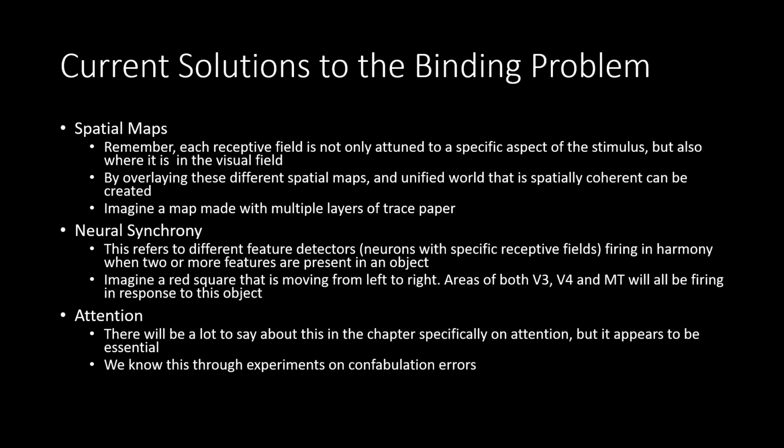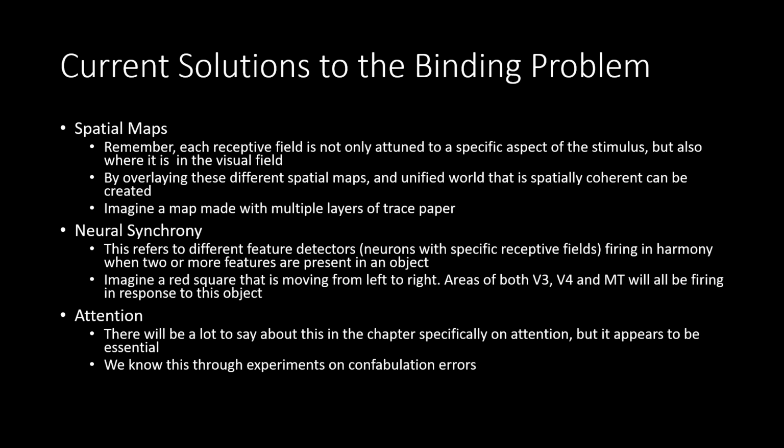The first has to do with spatial maps. Remember I said that not only are neurons receptive to some specific feature of a stimulus, but they're also only receptive in certain areas of the visual field. Some in the rightmost corner, some in the leftmost corner, some at the bottommost corner, and so on and so forth. If all the different regions are creating these types of spatial maps, those maps can then ultimately be overlaid upon one another, and it will allow the different features to be correctly positioned in space.